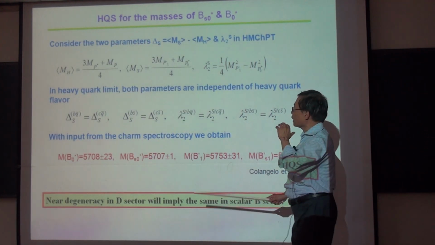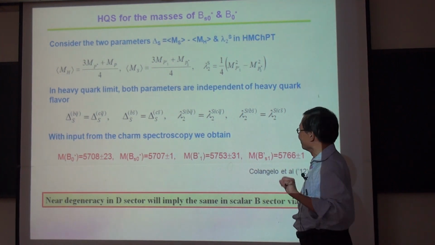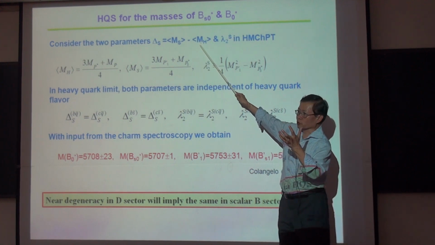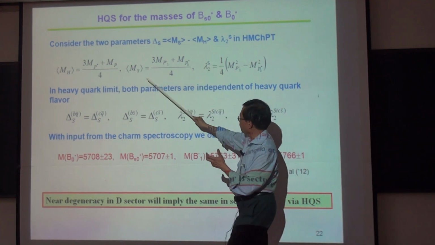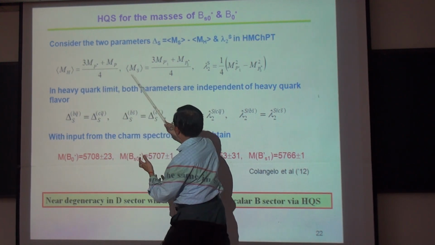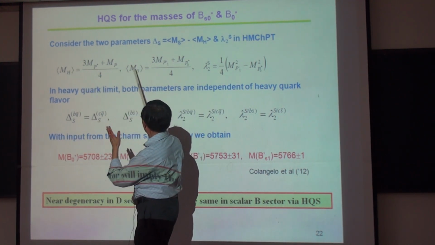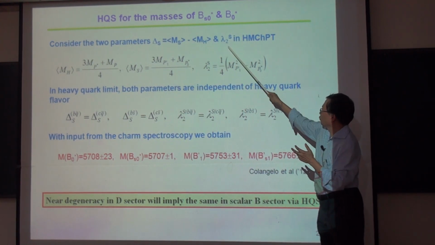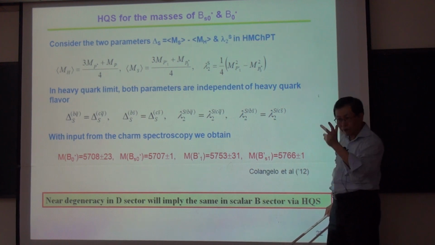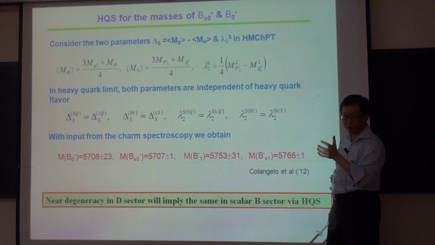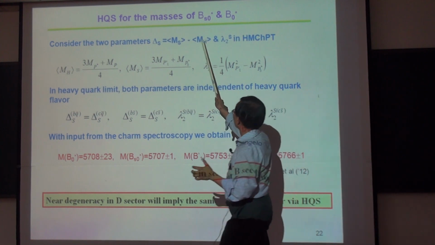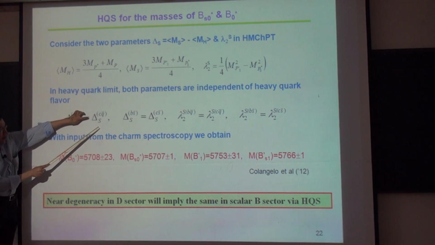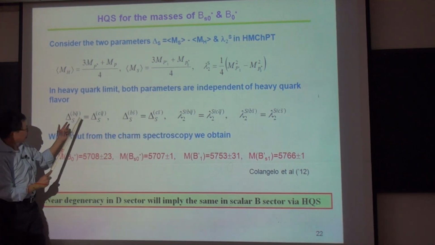The idea is quite simple. You just consider heavy quark symmetry. In heavy quark symmetry, the mass difference of the scalar meson and the pseudoscalar meson is defined in terms of the spin average mass, and the mass splitting is, in the heavy quark limit, independent of the heavy quark flavor. So this quantity, the mass difference in the B sector, will be the same as in the charm sector, and likewise for this one.